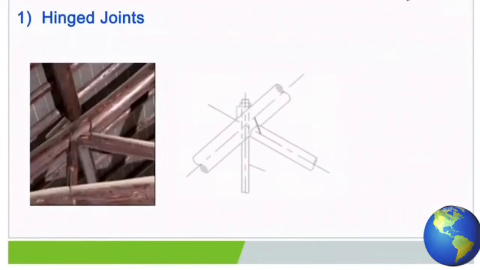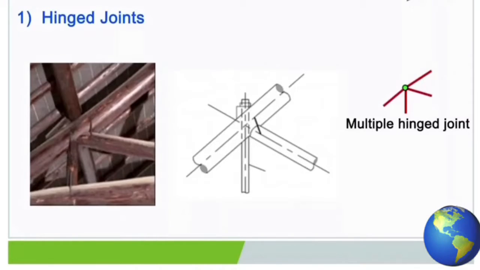This is a photo of a wood roof. The members are inserted together at a joint. This is its computing model. When more than two members are connected, it is a multiple hinged joint. If a joint connects only two members, it is termed a single hinged joint or a simple hinged joint.